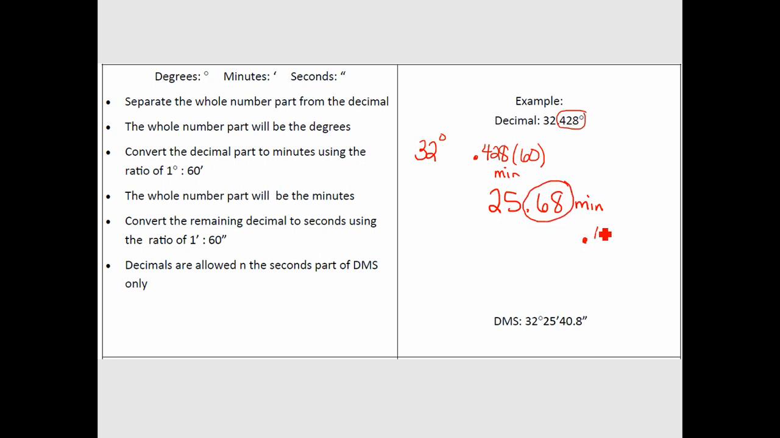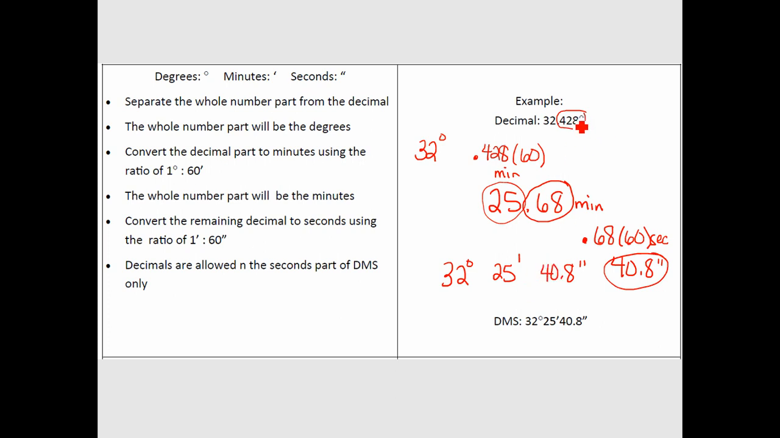But wait, there's still a decimal part here, right? Well, I take that amount, if I have 0.68 of a minute, and I take that times 60 for seconds, then I can go, well, how many seconds would that be? Well, 0.68 times 60 is 40.8 seconds. So putting those ideas together, I have 32 whole degrees, 25 whole minutes, and this decimal amount of seconds left over. So 40.8 seconds. That is the decimal change to degrees, minutes, seconds equivalent describing that same angle measurement.